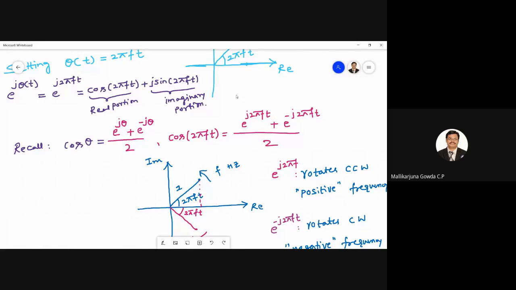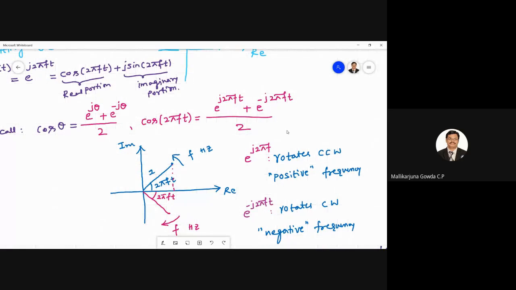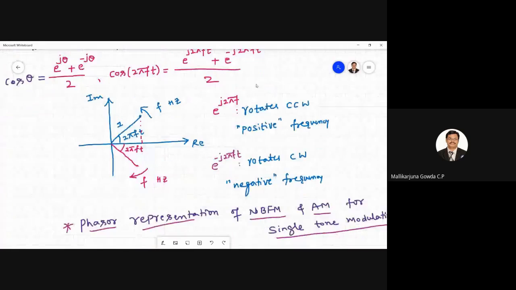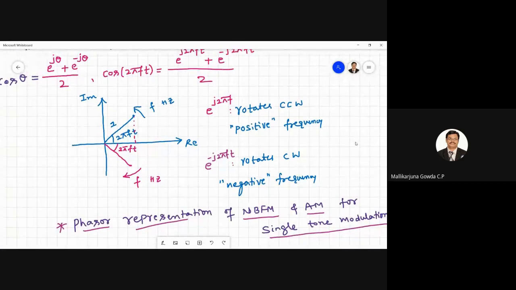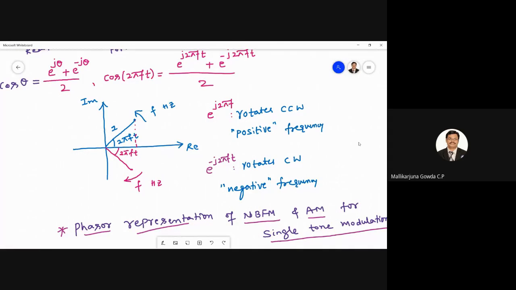Keeping that in mind, we know cos theta is equal to what? e power j theta plus e power minus j theta by 2, right? So I replaced theta by 2 pi ft and substituted, and I found cos of 2 pi ft is equal to e power j 2 pi ft plus e power minus j 2 pi ft by 2, right? So how do we represent that in the phasor diagram? I said e power j 2 pi ft will be rotating in the counterclockwise direction, so that we call a positive frequency, and e power minus j 2 pi ft will be rotating in the clockwise direction, right?